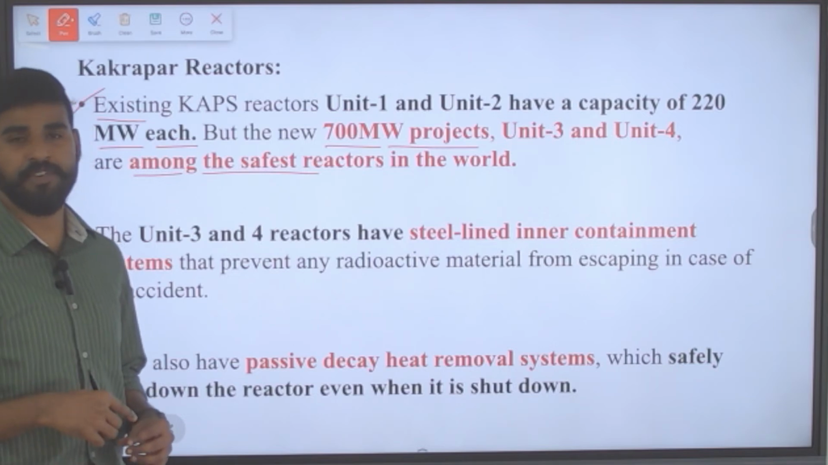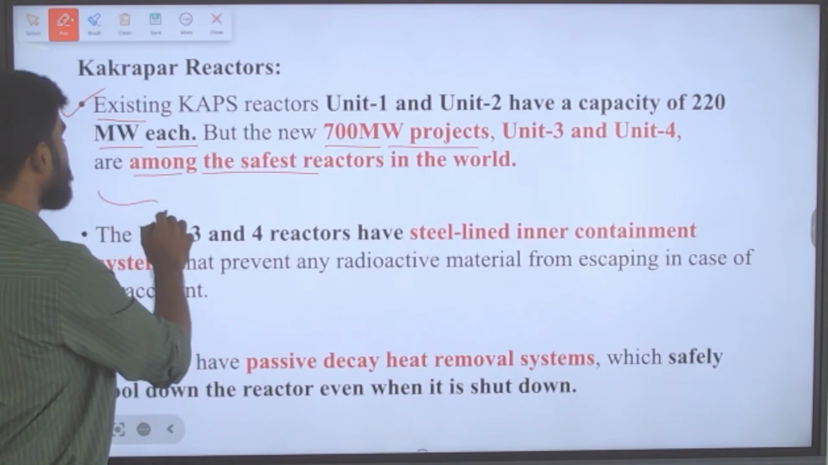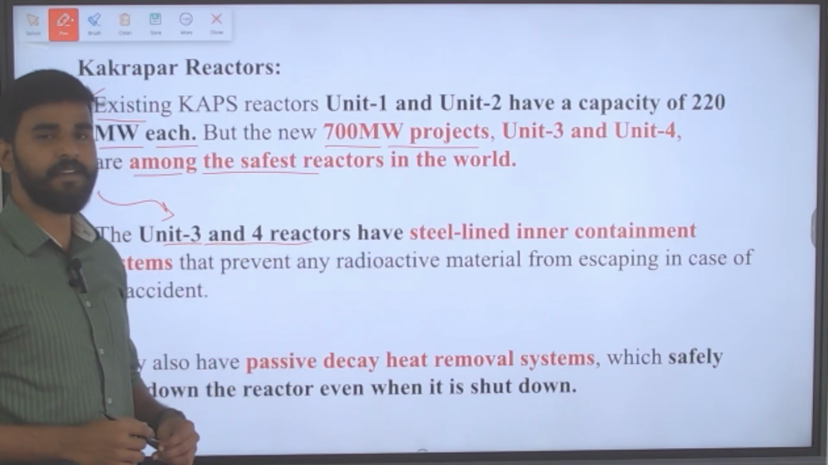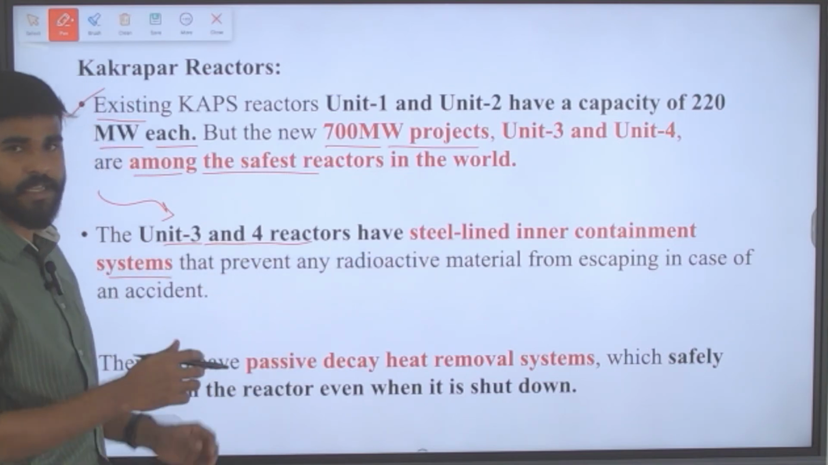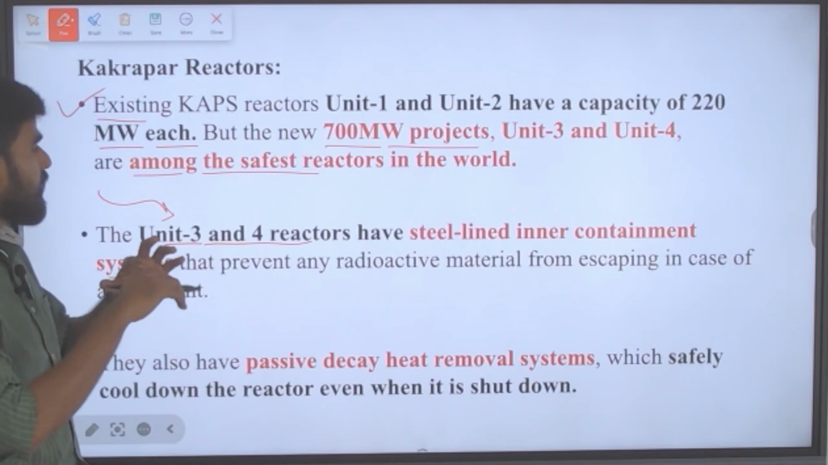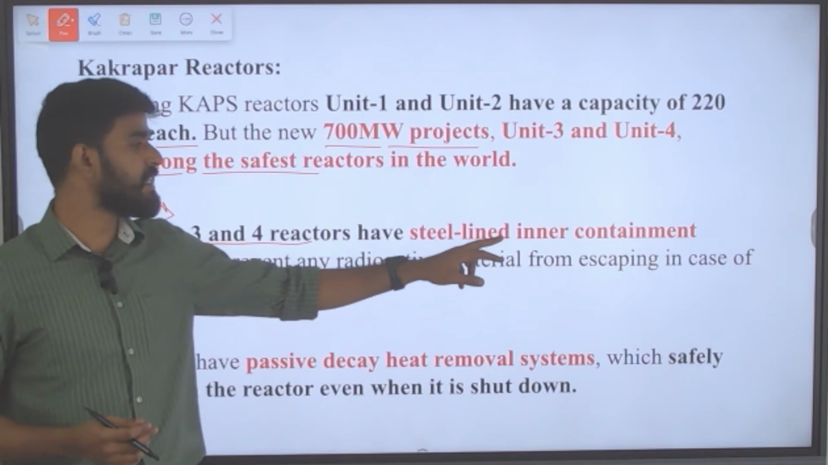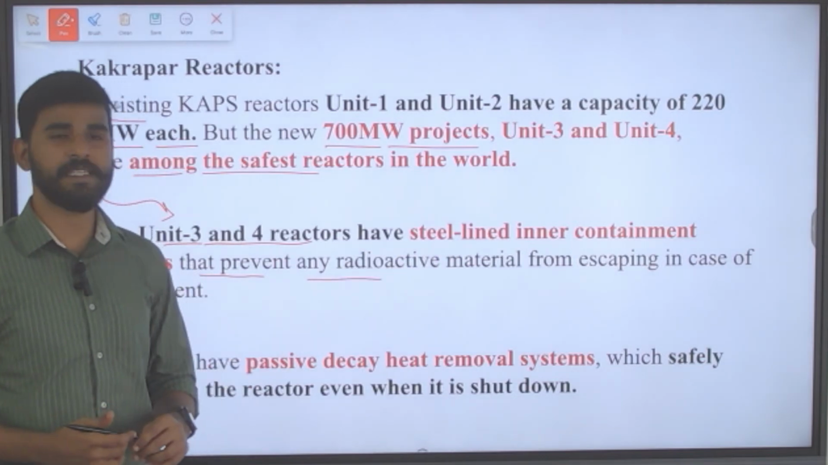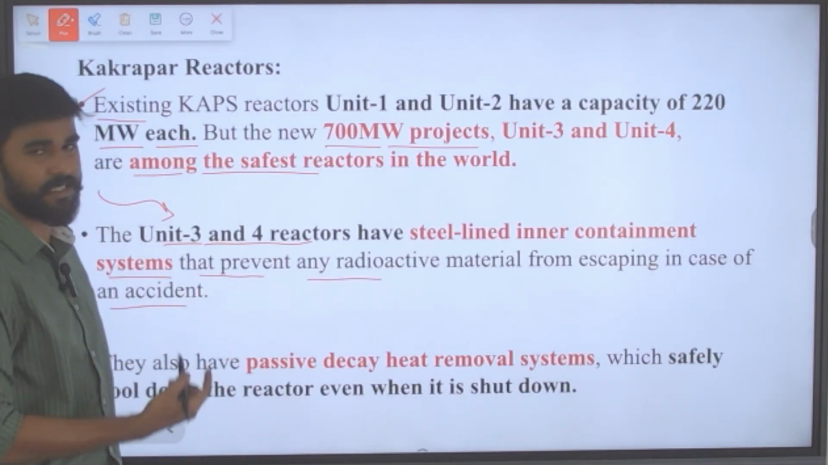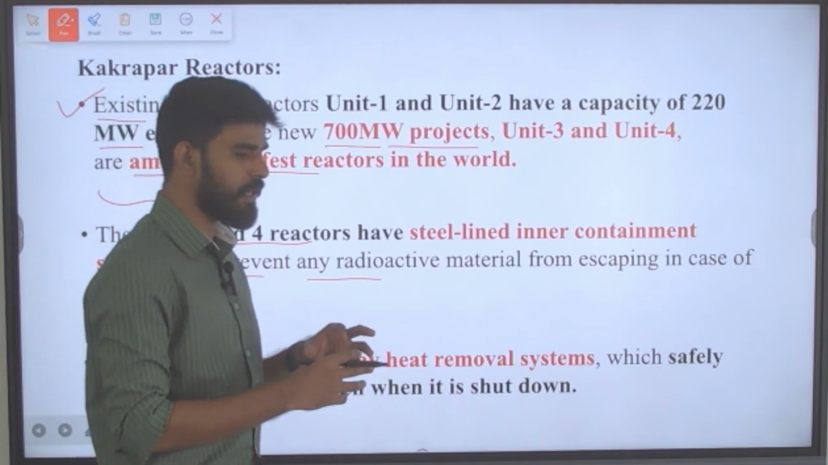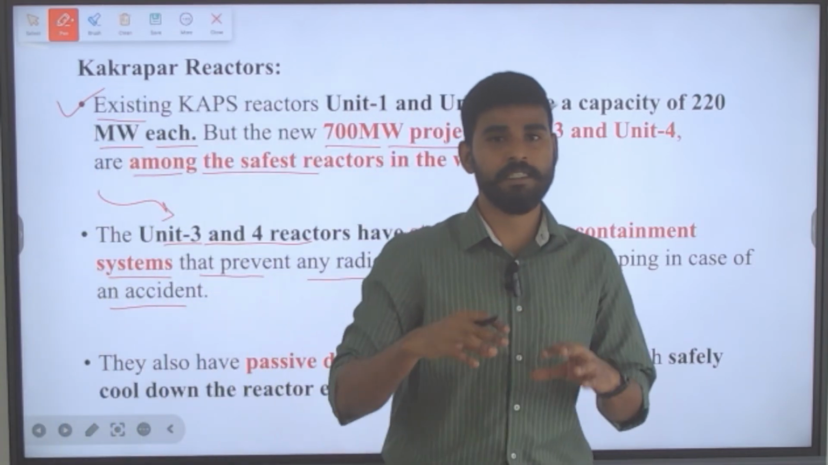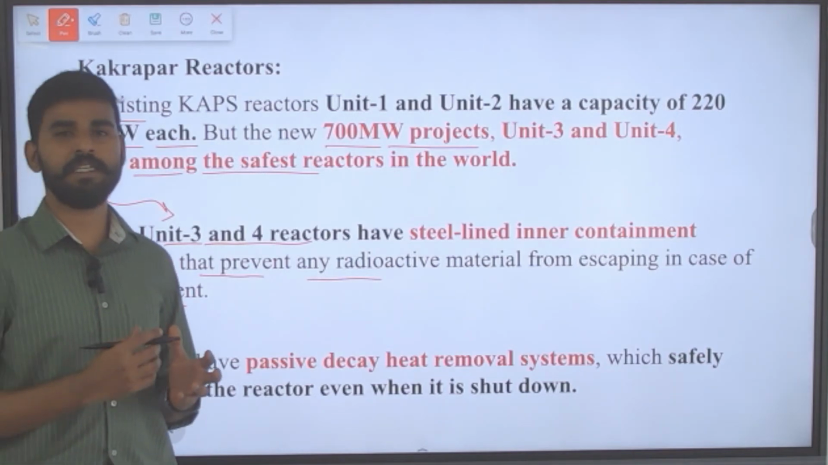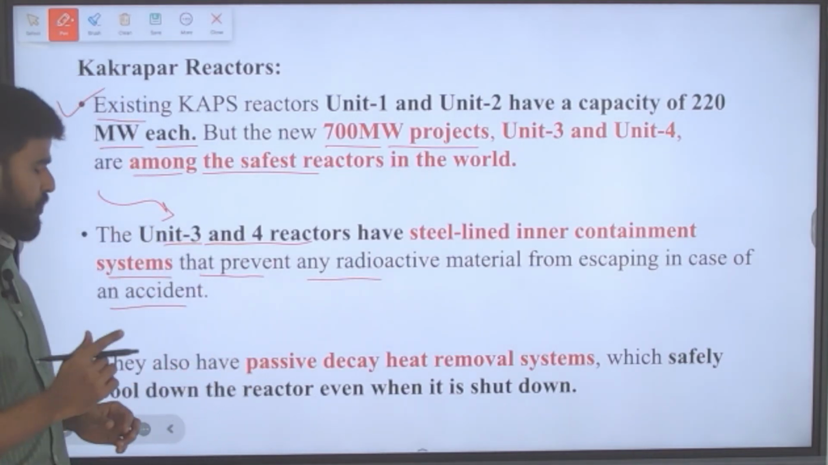and they are among the safest reactors in the world. Why are they the safest reactors in the world? That is because unit 3 and unit 4 reactors have a steel lined inner containment system. Okay, so they are very safe. This steel lined inner containment system prevents any radioactive material from escaping in case of a nuclear accident. So in case a nuclear accident happens, this steel containment system will prevent any release of radioactive material, which is very important.